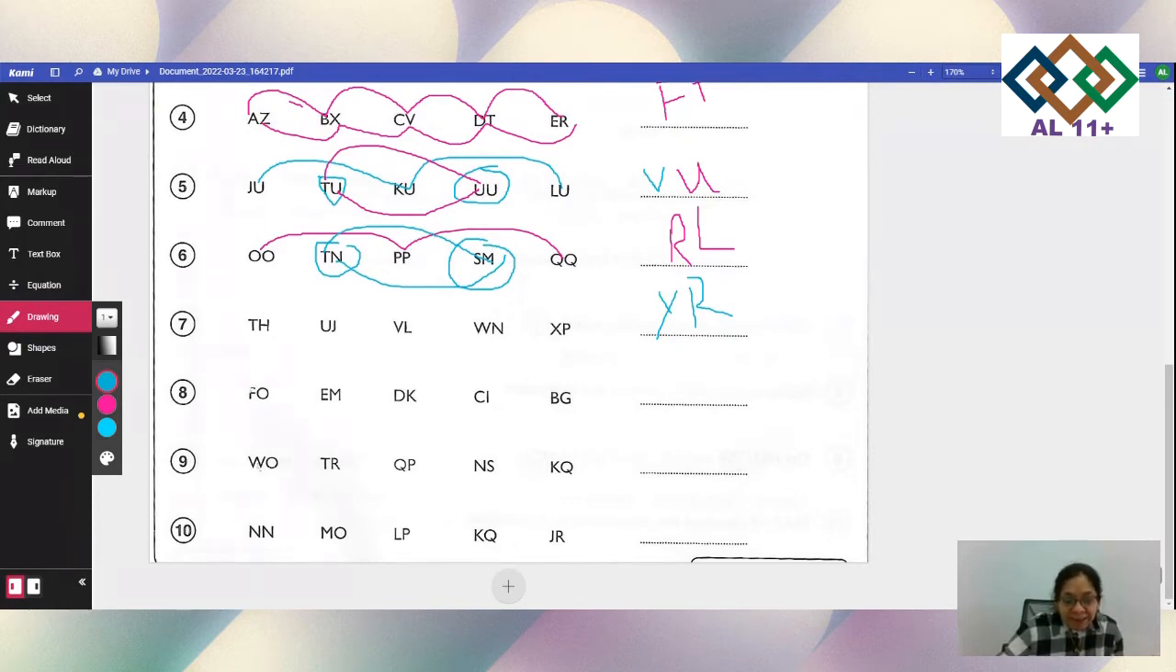So in this F to E, they're going one backwards. E to D, again one backwards. D to C, one backwards. And C to B, again one backward. So from B going one backward would be an A.